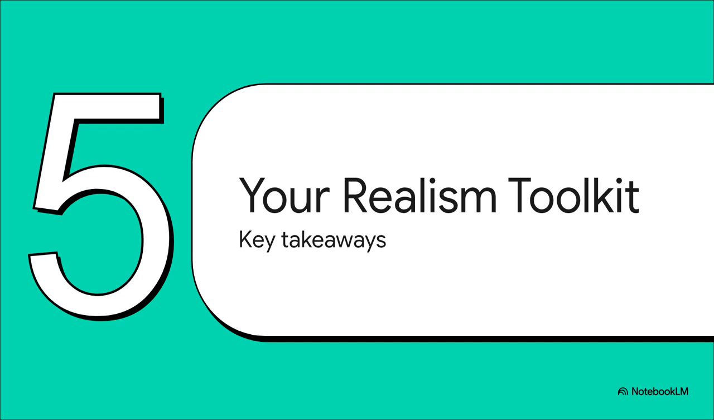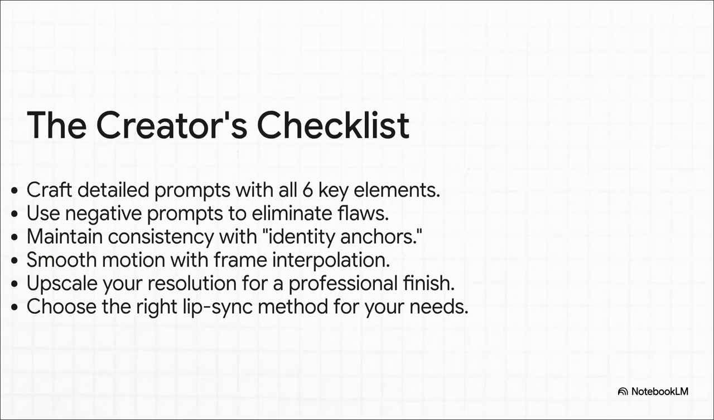So, we have covered a ton of ground here. Let's pull it all together into one final checklist, your personal toolkit for creating some seriously realistic AI video. Just remember these 6 steps. 1. Build your prompts with all 6 key elements. 2. Use negative prompts to get rid of all the weird artifacts. 3. Lock in your characters with identity anchors.